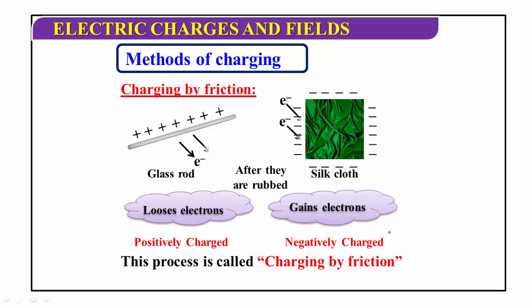What do we call a positively charged body? A body which loses the electron. Negatively charged body means a body which gains the electron; that is called a negatively charged body. This process is called charging by friction.